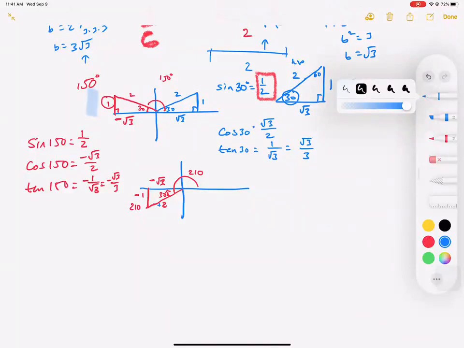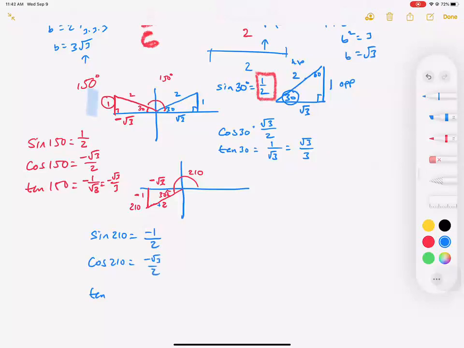Okay, looking at the sine of 210. This is going to be opposite, which is negative, so negative 1 over 2 from my reference angle. Cosine of 210 is adjacent. See, adjacent is square root of 3? So it's negative square root of 3 over 2. And my tangent of 210 is negative 1 over negative square root of 3. Negative becomes a positive, 1 over square root of 3, rewriting this as square root of 3 over 3.